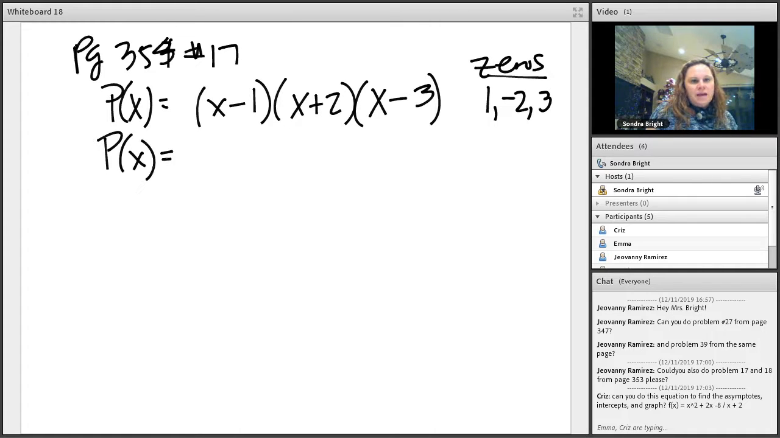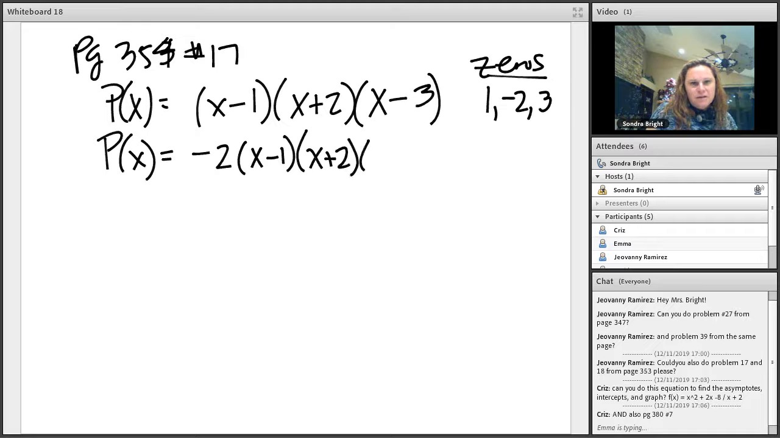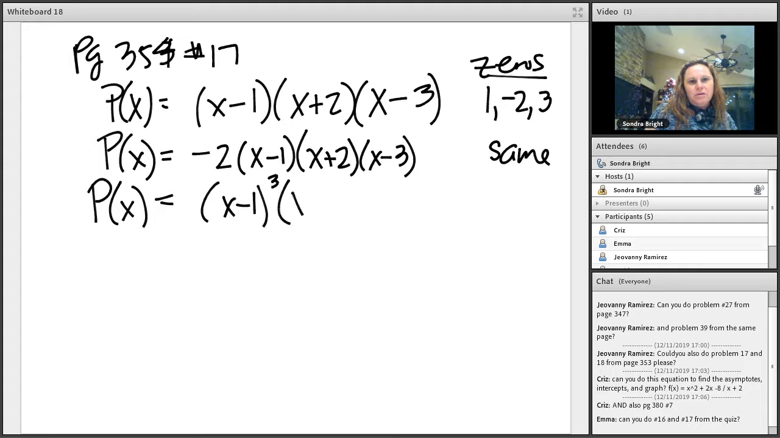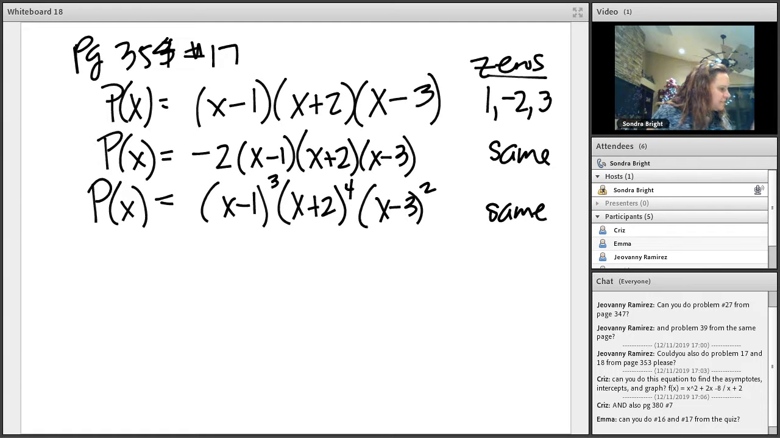Well, for this guy, let's throw a -2 in front. That was a coefficient. That -2 does not affect the zeros, and so you still have the same zeros here. You also could have put multiplicities on here. It could have been cubed, and x plus 2 to the 4th, I don't know, and x minus 3 squared. They still have the same zeros, they just have multiplicities on those zeros. So that's how that's possible.